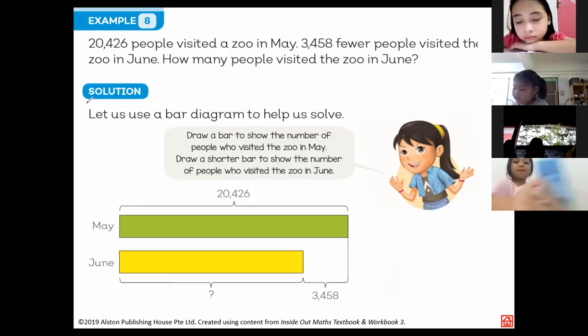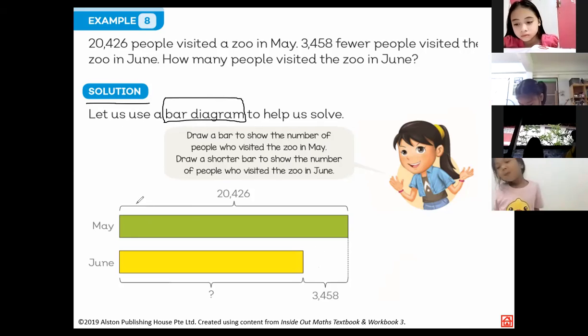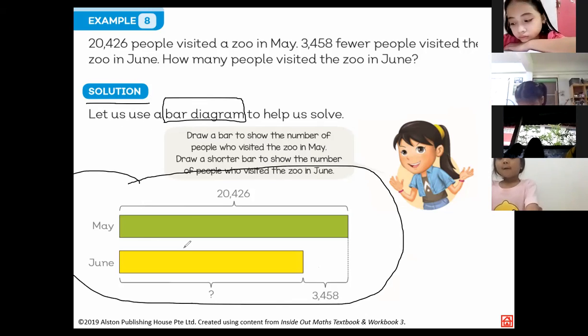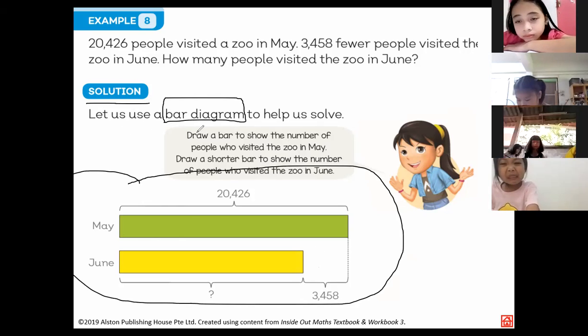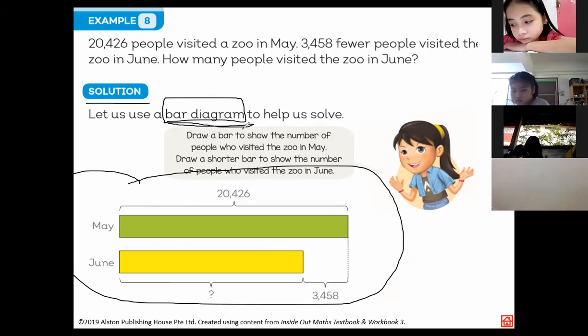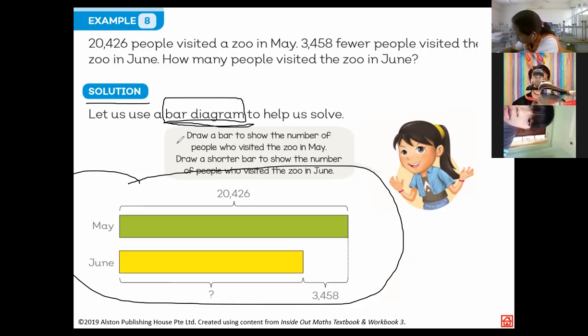So here's the solution. Let us use a bar diagram to help us solve. Class, the bar diagram is this one. This is called a bar diagram. Everybody say bar diagram. Class, can you say this word, bar diagram? Okay, bar diagram. So this is a bar diagram.